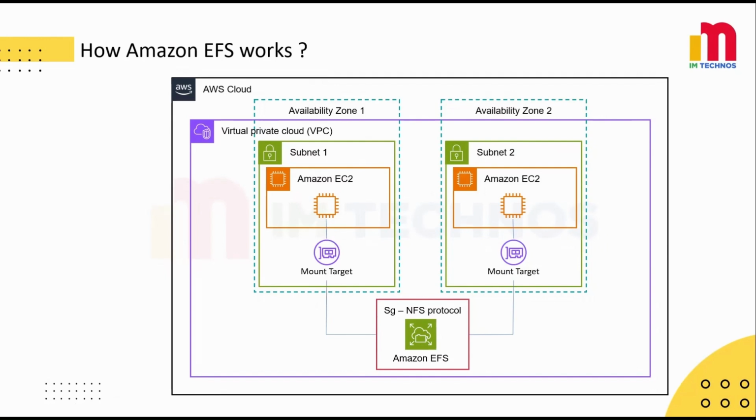Coming to the implementation, first we'll create a security group with NFS protocol open. Next, we will create Amazon EFS, associate it with the security group we created, and enable the mount targets in all availability zones for high availability. Then we will launch two EC2 instances, one in each availability zone.